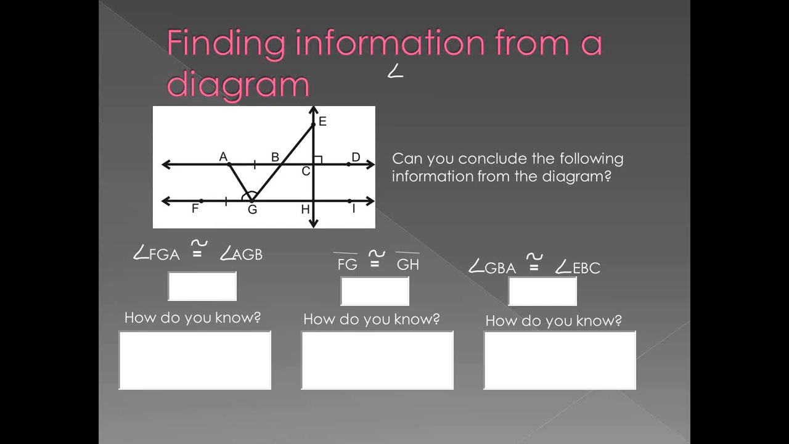The answer to this one is yes. The reason we know, and it's okay if you got it wrong, is because they both have this little half circle. And if they both have one little half circle, that means they have the same markings, so they are equal. So how do you know? Same markings.